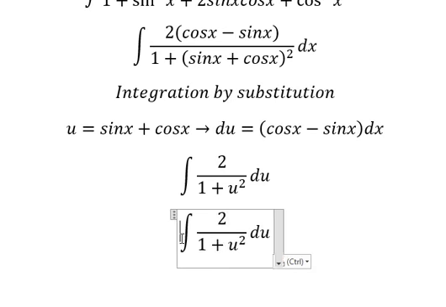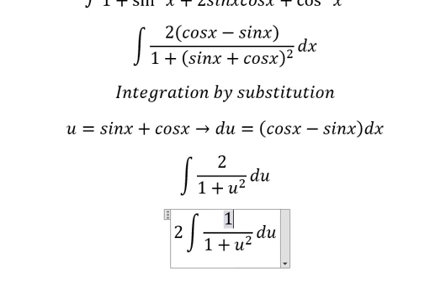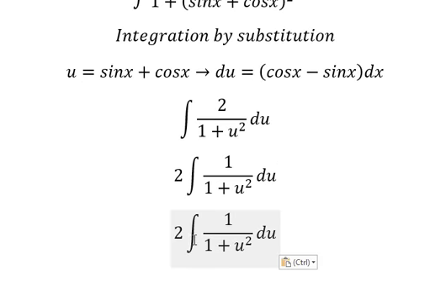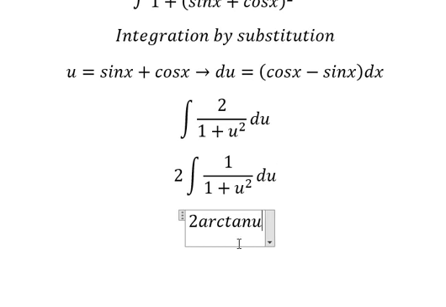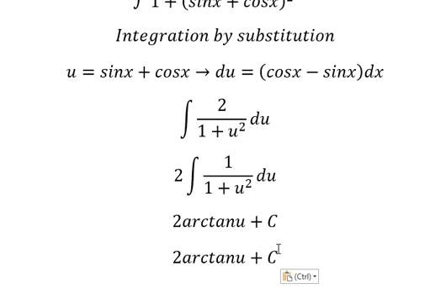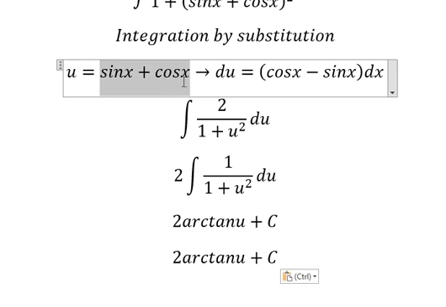So I will put number 2 on here. The integration of this one, we have arctan of u, and I will put plus c. About u, that is this one.